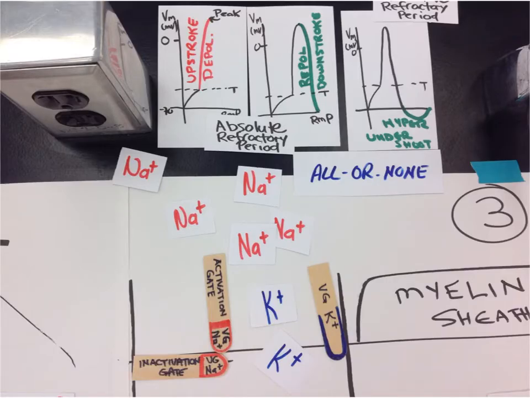Approximately 0.5 milliseconds, which is about the time that we have right here, the upstroke of the action potential is stopped, and that's where we reach the peak of the action potential. And this is because, as you can see here, the inactivation gate of the voltage-gated sodium channel closes. Sodium now cannot continue to move into the cell.